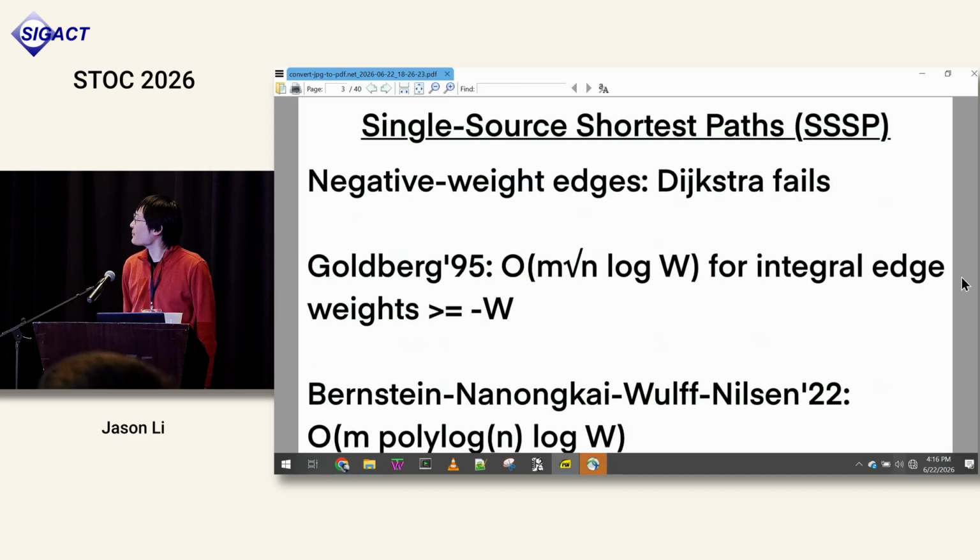Okay, so it's not hard to see that for negative weights, a greedy algorithm like Dijkstra fails to find the shortest paths. And in this regime, until 2022, until about a decade ago, the best algorithm for this problem was around m root n time. And this was improved to near linear time, at least for integer weighted graphs, by this breakthrough of Bernstein, Nanongkai, and Wulff-Nilsen.